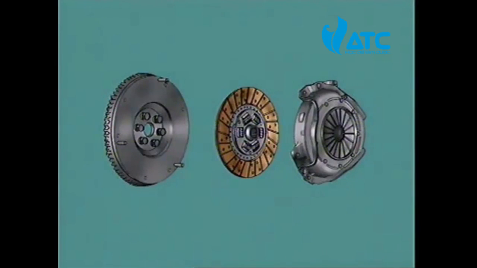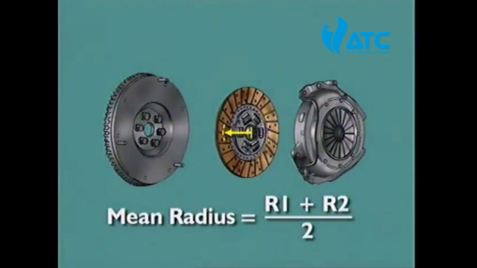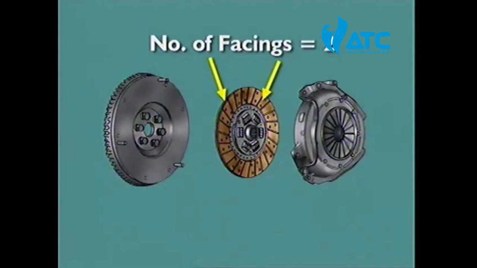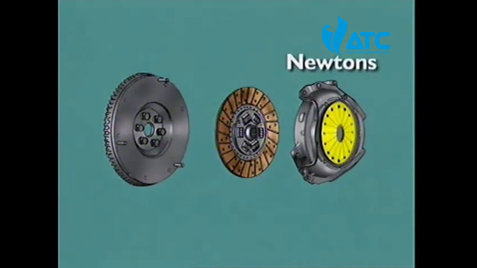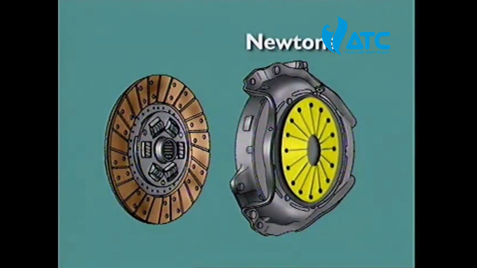The amount of torque a clutch can transmit depends on the coefficient of friction between the friction facings and their mating surfaces, the mean radius of the facings, the number of facings in contact, and the total spring force. Increasing the diameter of a clutch increases its torque capacity, as does increasing the spring force.